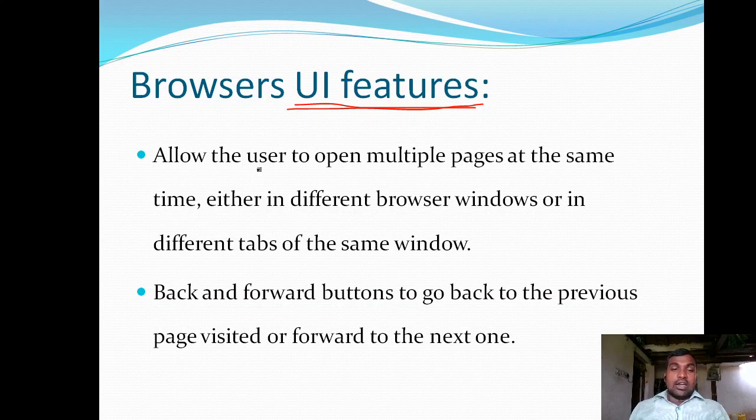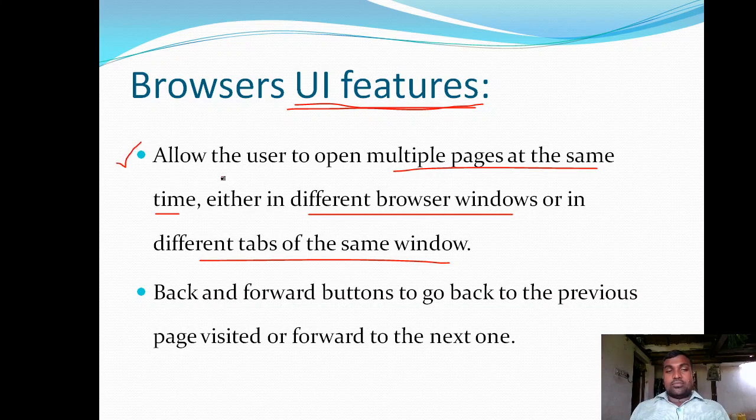Okay, so allow the users to open multiple pages at the same time. The popularity of a web browser becomes more and more if it allows the user to open multiple web pages at the same time, either in different browser windows or in different tabs of the same window. Okay, so the popularity increases if they allow multiple browser windows to be opened, multiple tabs open on the same window, or different browser windows open for multiple web pages.